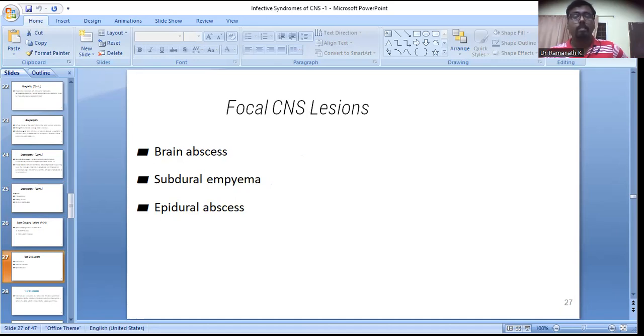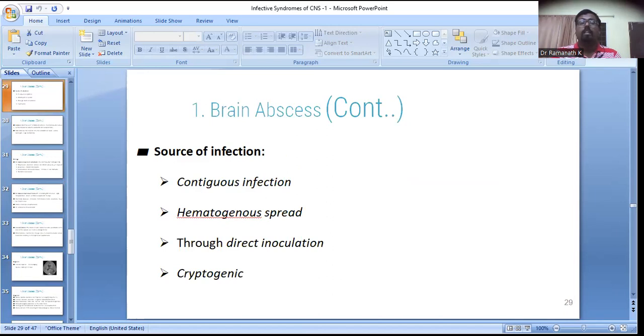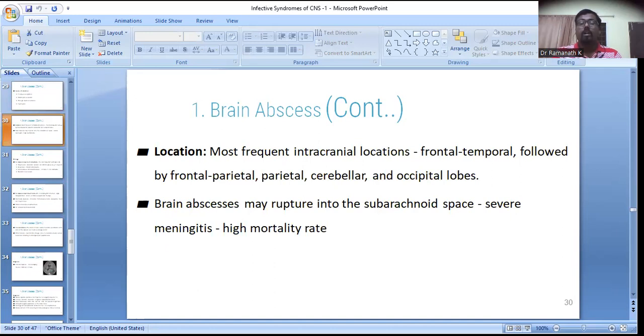Brain abscess, subdural empyema, and epidural abscess are the different focal CNS lesions produced by bacteria. Brain abscess is an uncommon but serious, life-threatening condition characterized by formation of a localized collection of pus within a cavity of the brain, which is formed by breakdown of tissues. Next is the source of infection: contiguous infections, hematogenous spread, direct inoculation, and cryptogenic. Location is mainly frontal-temporal, followed by frontal-parietal and parietal.